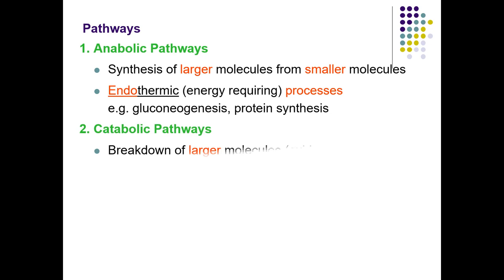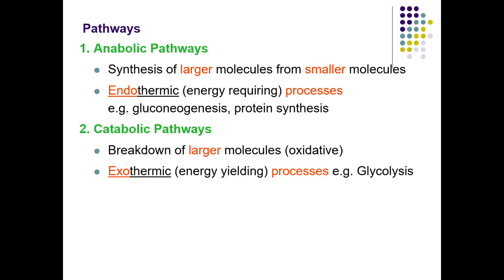The second one is the catabolic pathway. What is the catabolic pathway? It is the breakdown of large molecules, through oxidative reactions, in which large molecules are broken down and converted into simpler ones. The catabolic pathway is an exothermic process, while the anabolic pathway is an endothermic process, because in the anabolic pathway energy is absorbed and then required to build up new biomolecules.